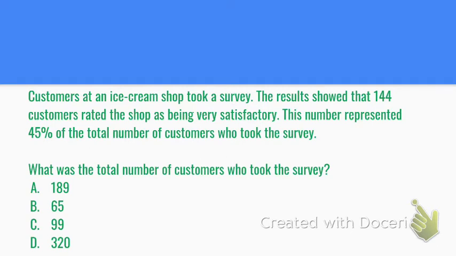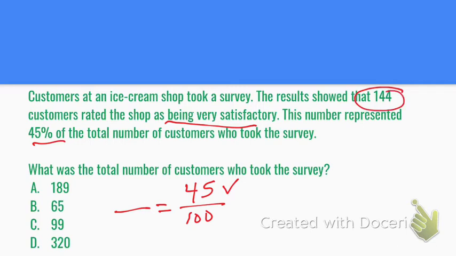So when I do this problem right here, I'm going to have part over whole equals percent over 100. So what does that 45 represent? The people who rated it as being very satisfactory. So when they did a survey, 45% of the people liked that ice cream shop. Okay, and it's also saying that 144 customers had that. So there is your number. We want to know the total number. So we cross multiply and divide.